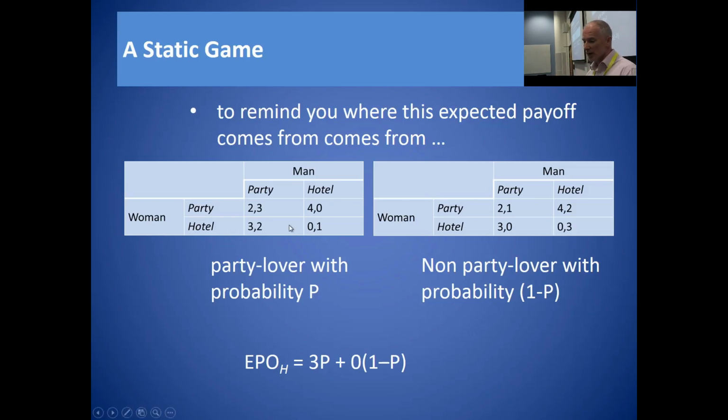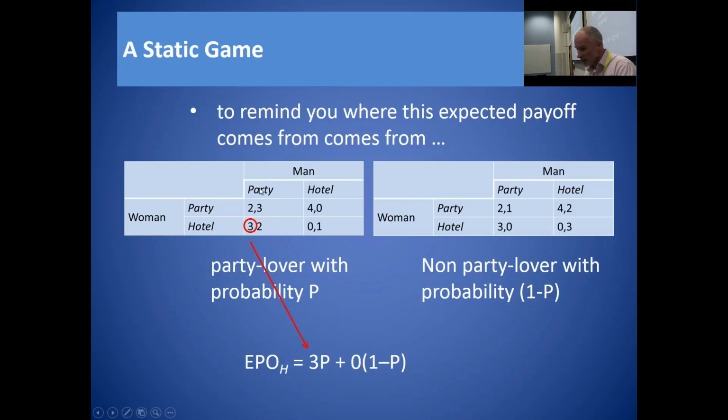So, this is the woman. If she goes to the hotel there, or she goes to the hotel there, well, she'll get a certain payoff if the man is a party lover. She would get a certain payoff if the man is not a party lover. So if the woman goes to the hotel and the man is a party lover, what do we know he will also do? If the man is a party lover, the man will always go to the party.